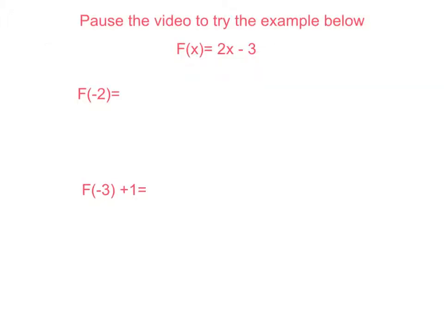Pause the video to try the examples below. f(x) equals 2x minus 3. Remember that you're replacing the x with the negative 2, and then you're going to replace it again with the negative 3 plus 1.